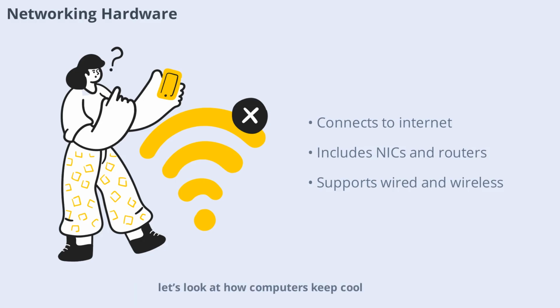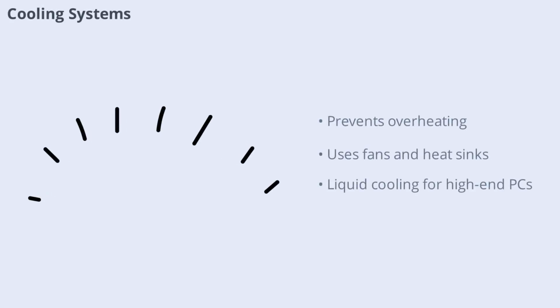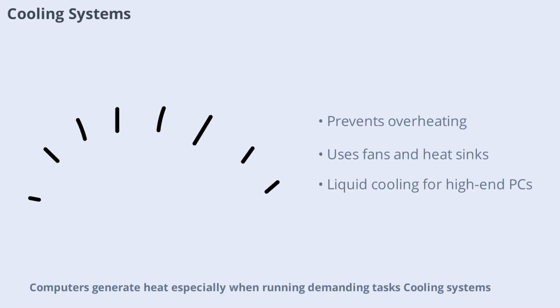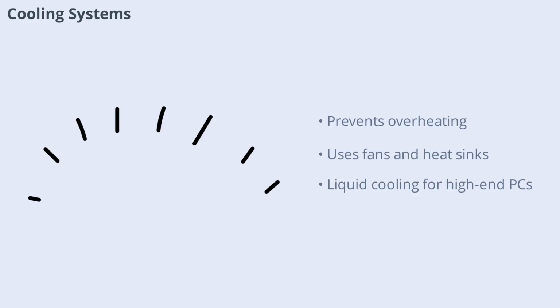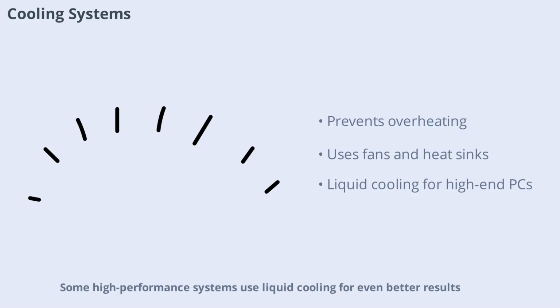Next, let's look at how computers keep cool. Computers generate heat, especially when running demanding tasks. Cooling systems such as fans and heat sinks help dissipate this heat and keep components at safe temperatures. Some high-performance systems use liquid cooling for even better results. Proper cooling is vital to prevent overheating, which can damage hardware.